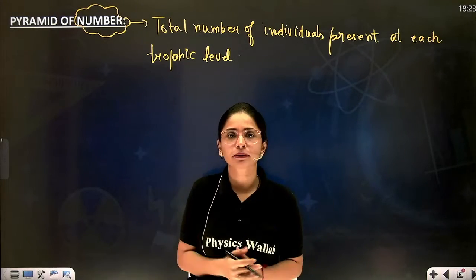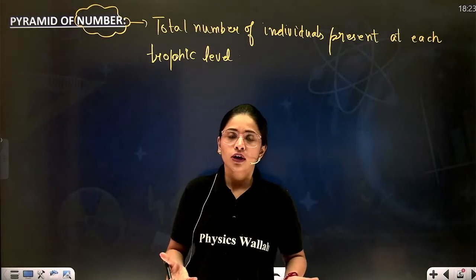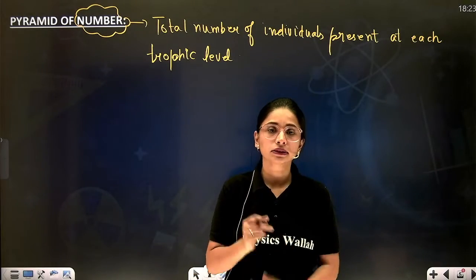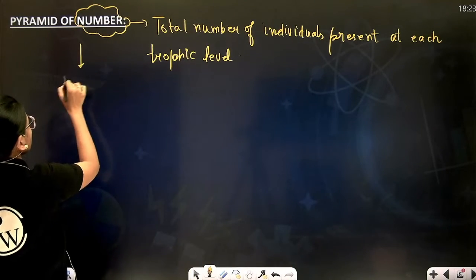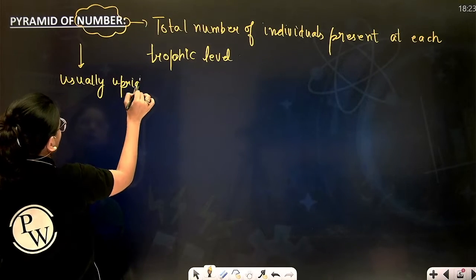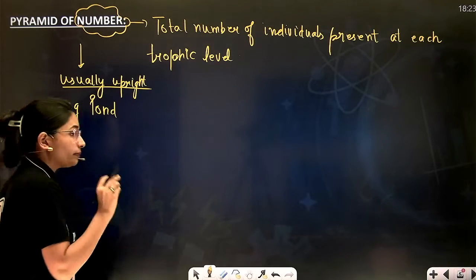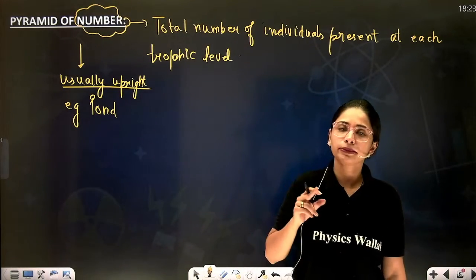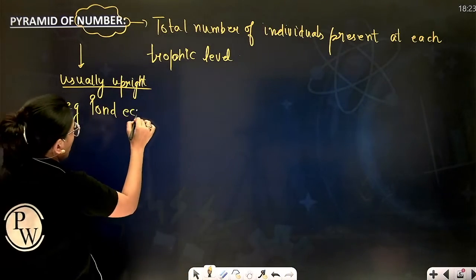Again, usually it is upright. For the pond ecosystem, the pyramid of number will be upright. That means a larger number of phytoplanktons are getting fed upon by a lesser number of zooplanktons. But if I talk about the tree ecosystem, you will write usually upright, like for example in case of the pond ecosystem. So remember, the pond ecosystem's pyramid of biomass is inverted, otherwise the pyramid of energy and pyramid of number both for the pond ecosystem are upright.